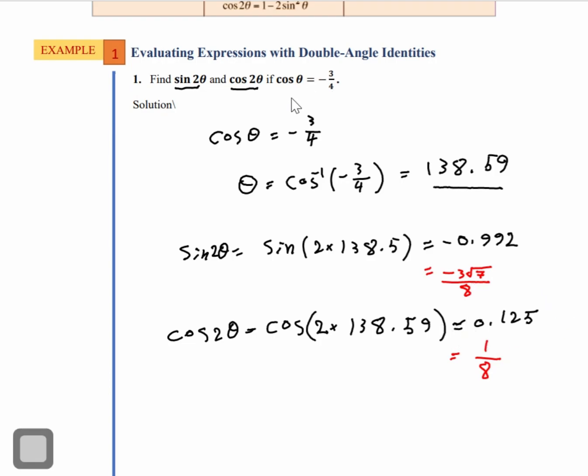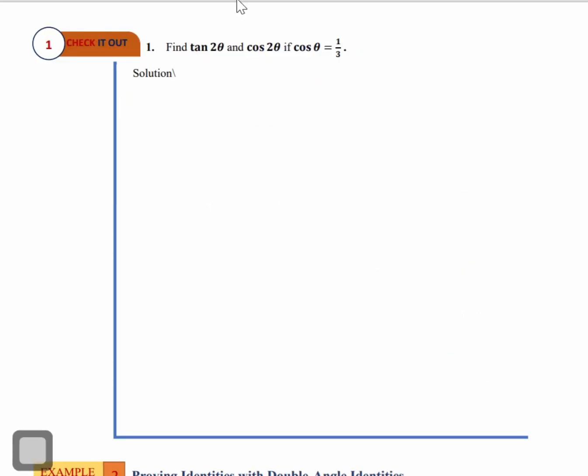But here, we didn't use the rules. For the checkout example, it asks for tan 2 theta and cosine 2 theta, and the given is cosine theta equals 1 over 3. We take the cosine inverse for both sides, so theta equals cosine inverse of 1 over 3. Do it by a calculator, and it equals 70.5287.